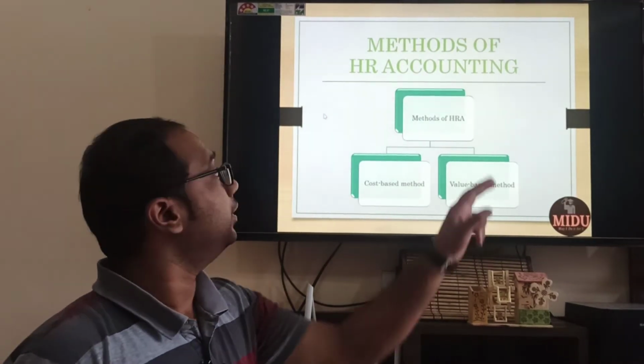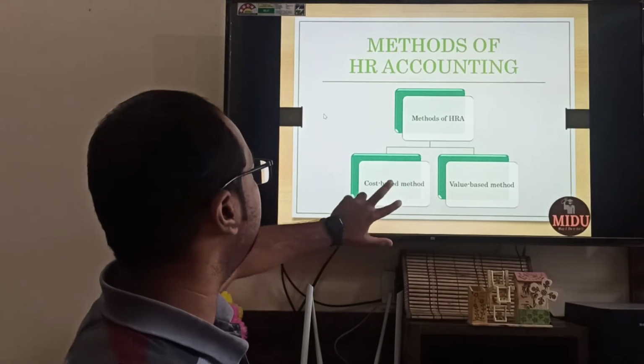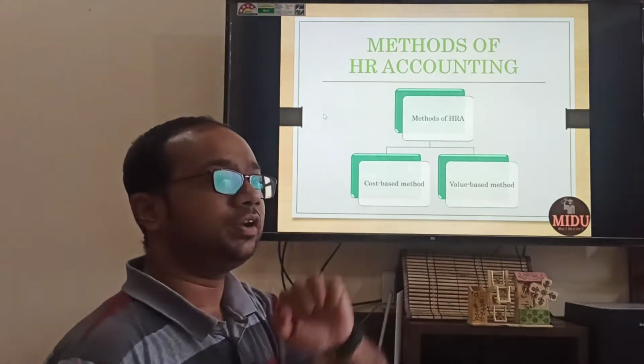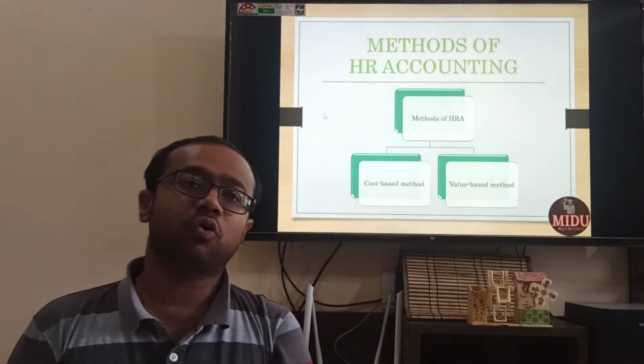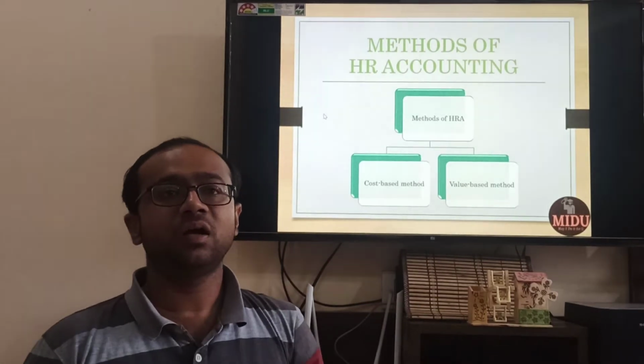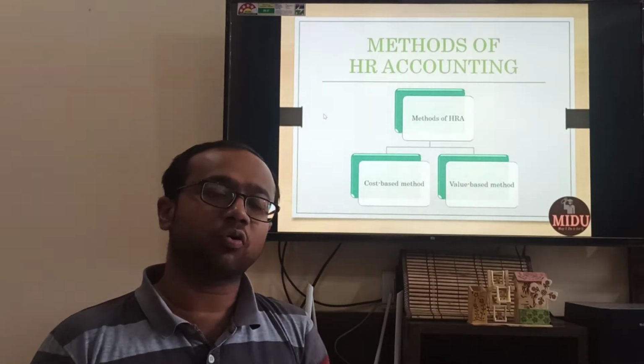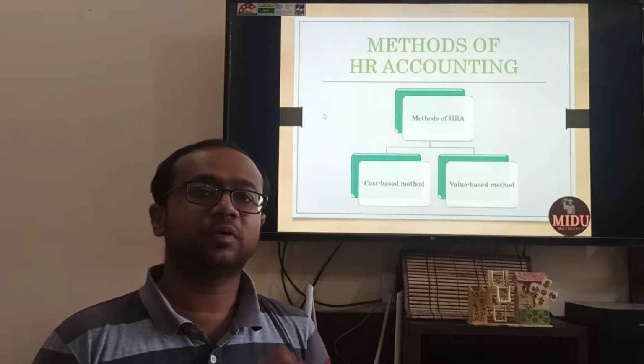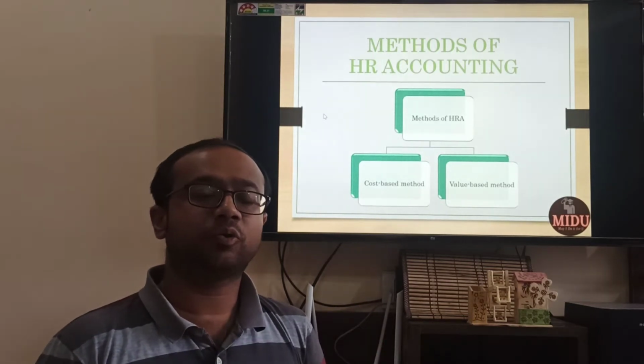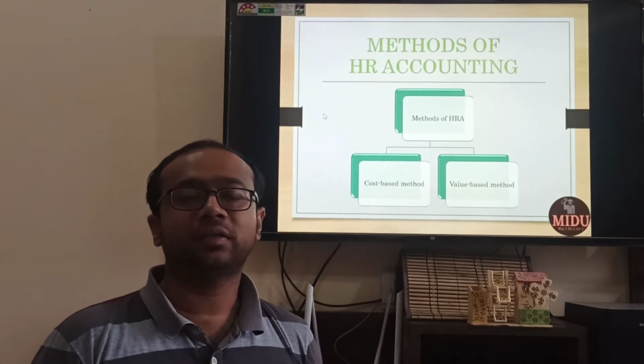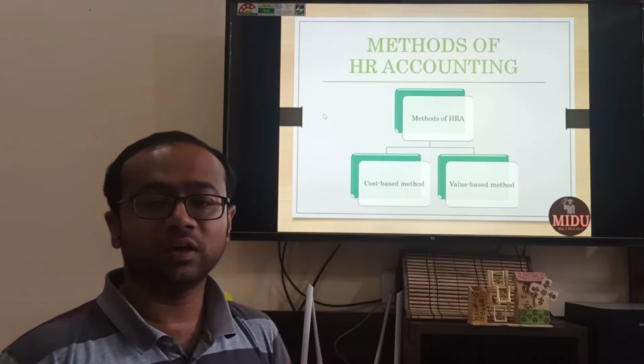Methods of HR accounting. There are two methods: one is based upon cost, one is based upon value. When we say cost, we mean the various costs that are incurred, in pure cost terms: the salary of the person, travel allowance, training and development courses, all the cost that is occurring, and then what kind of return he is giving in monetary terms.